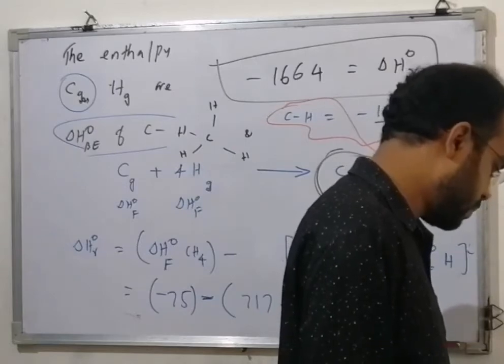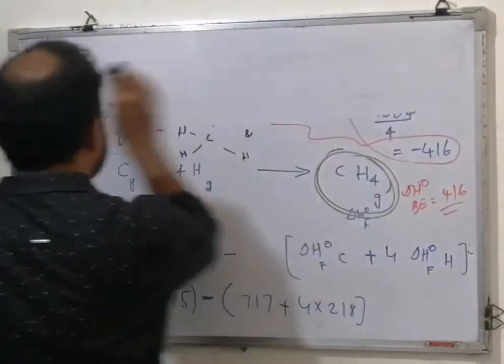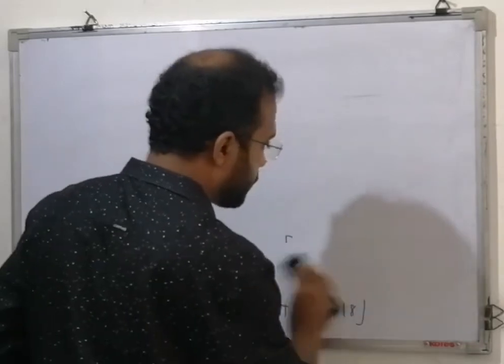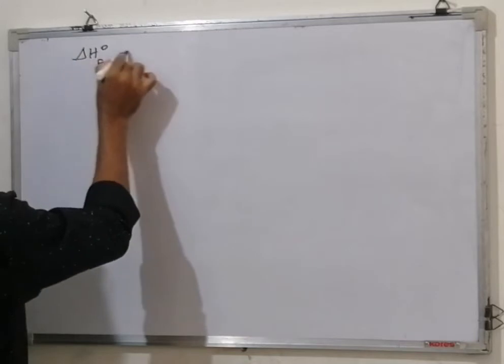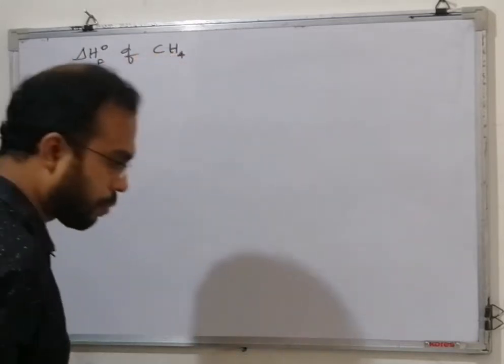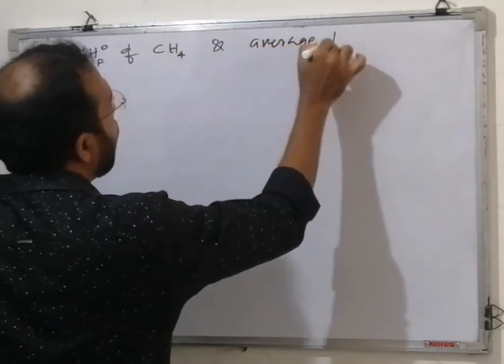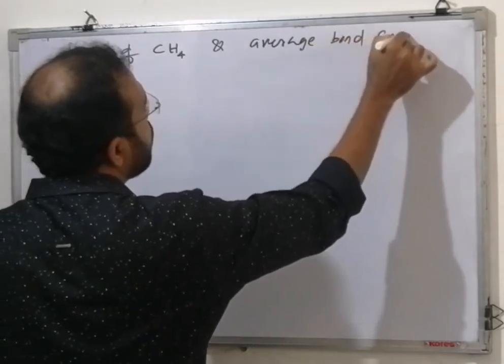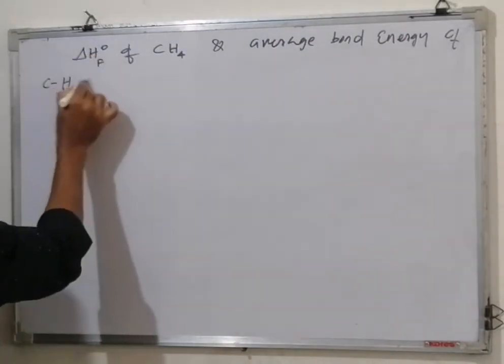Let us see the next question. Students, this is a question: calculate delta H0 formation of CH4 and the average bond energy of the CH bond.